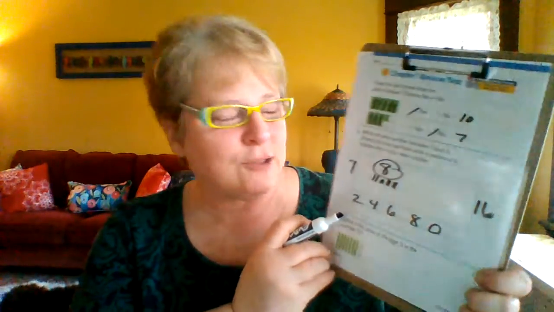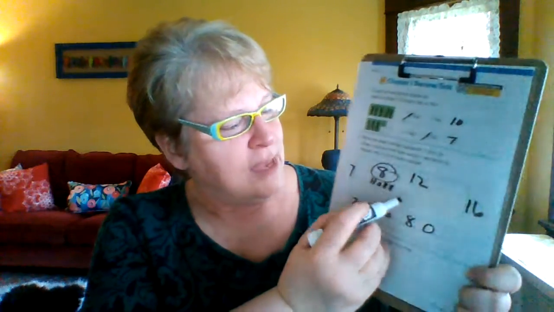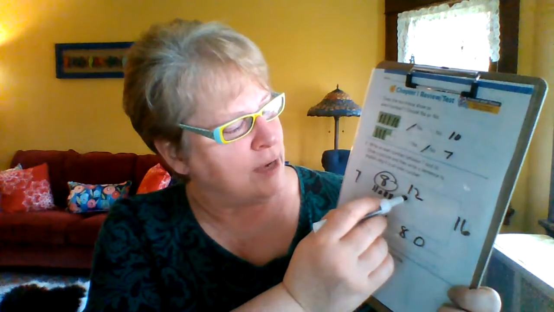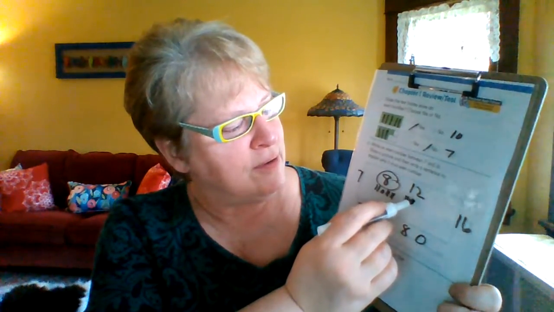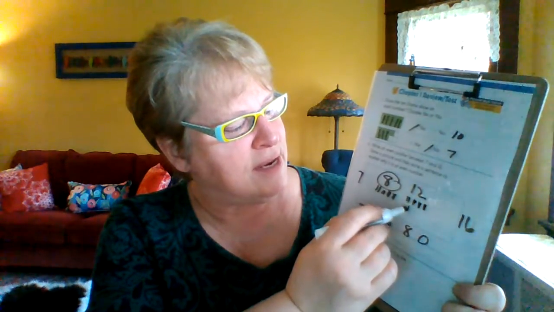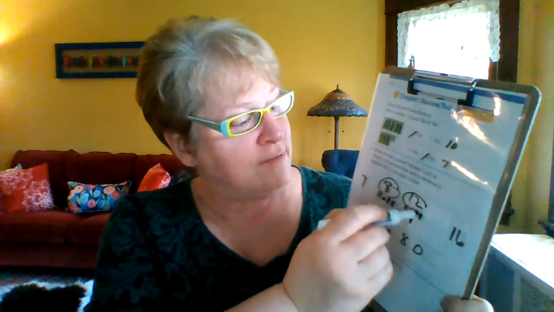Then I heard someone yell out 12. So if we have 12, 1, 2, 3, 4, 5, 6, 7, 8, 9, 10, 11, 12. They all have a partner. So yes, 12 is an even number. Good job. One more that I heard somebody yell: 9.